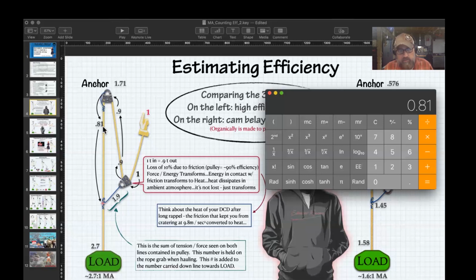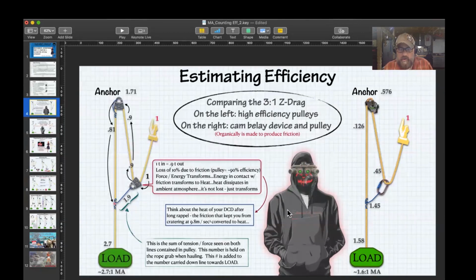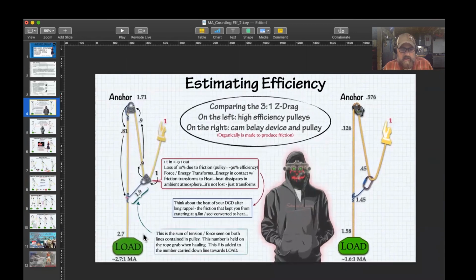So as 0.9 comes in, 0.81 comes out, 0.81 travels down, it meets up with the rope grab. So regardless of whether this is a rope man, a T-block, a prusik, that is holding that 1.9 tensions and force in your line. So whenever you see a position where you have a prusik, that's going to be a plus sign. So now as 0.81 travels down, we add that to the 1.9 that's already sitting in there with the force, and then we have a 2.71. So instead of a 3-to-1, we basically have a 2.71.